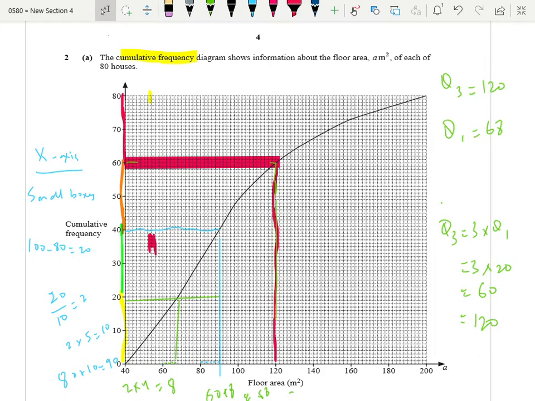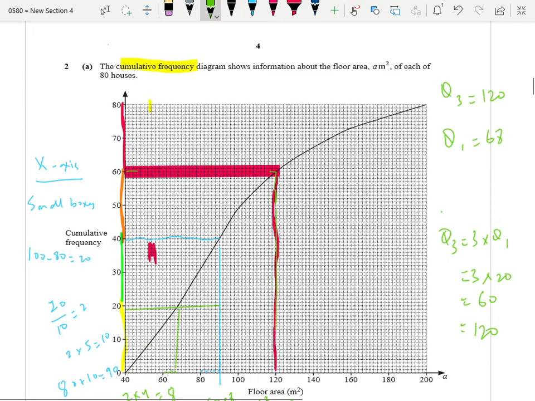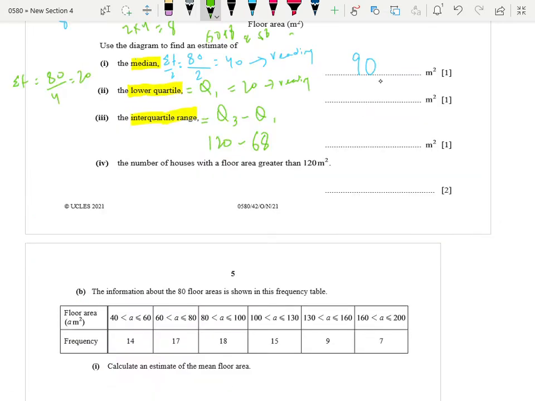Now let's get back to the question and subtract that 68 from 120. So we get how much? 52. That should be the interquartile range, and for lower quartile you have already computed Q1 as 68. So you got 2 marks in total, 1 plus 1.